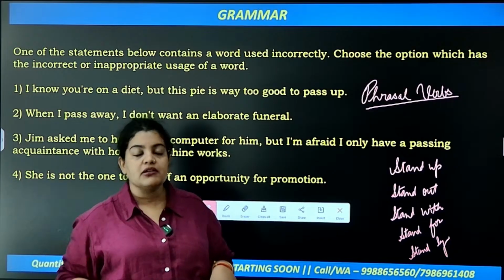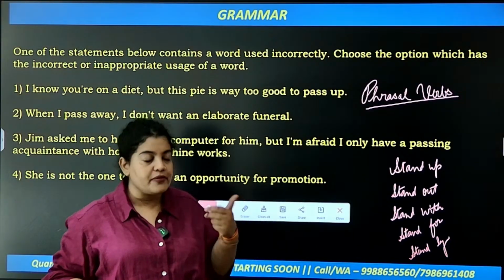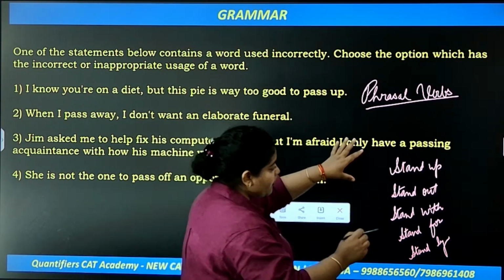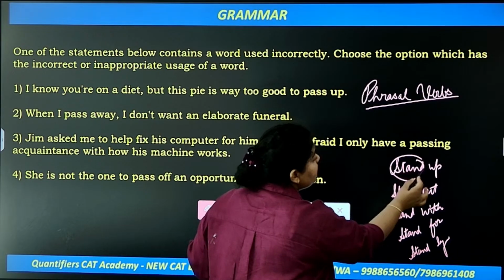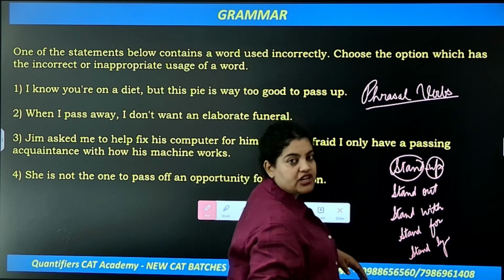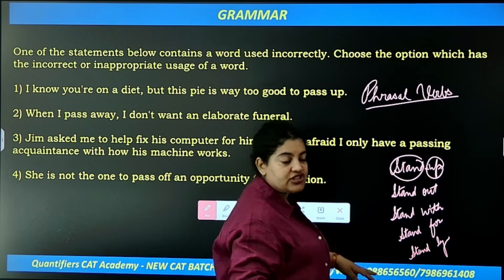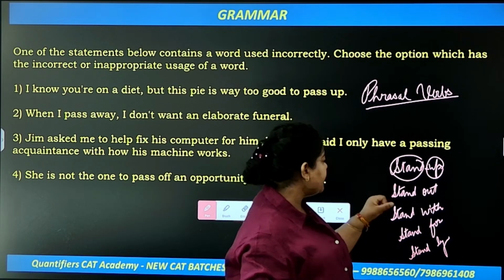So I wake up early in the morning. Please get up, right? So all these kinds of things. One that has a combination of a verb, and with the verb they have a preposition attached to it. The meaning actually changes. So stand up means to stand up, right?